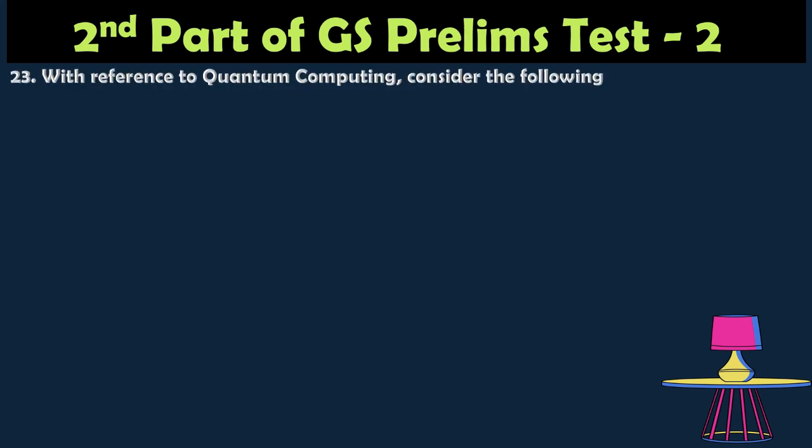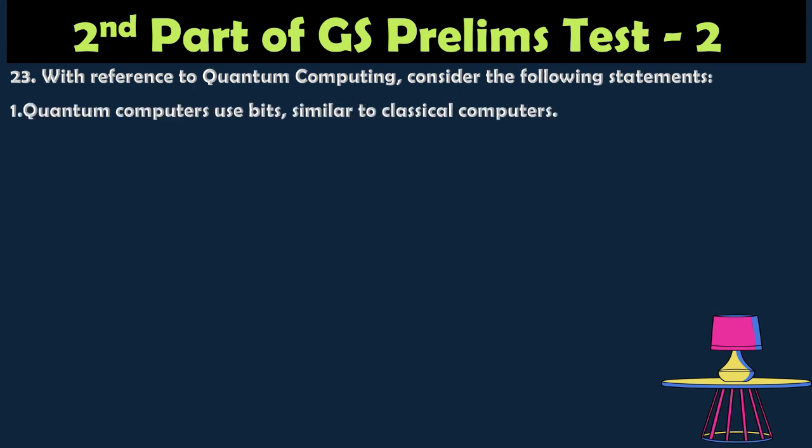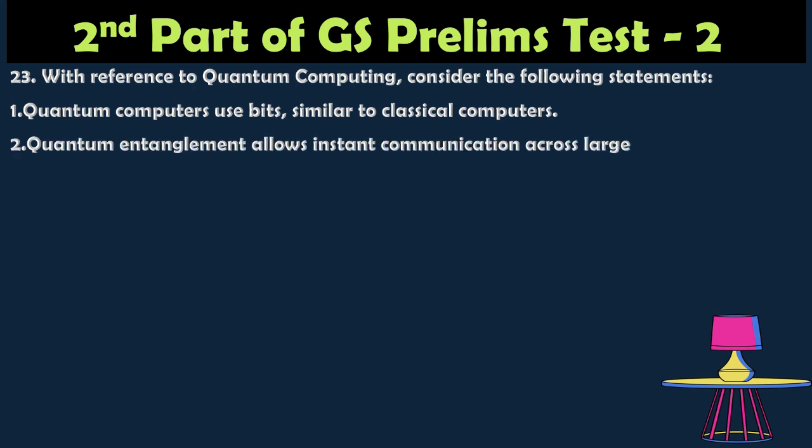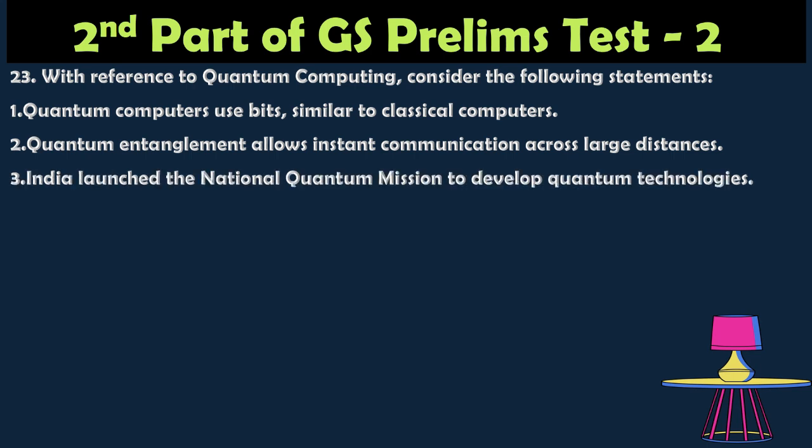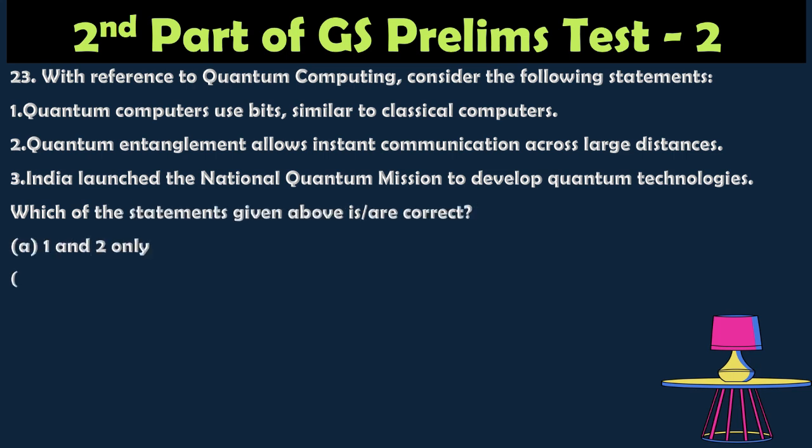Question number 23. With reference to quantum computers, consider the following statements. 1. Quantum computers use bits similar to classical computers. 2. Quantum entanglement allows instant communication across large distances. 3. India launched the National Quantum Mission to develop quantum technology. Which of the statements given above is correct? Option A, 1 and 2. Option B, 3 only. Option C, 2 and 3 only. Option D, 1, 2 and also 3.